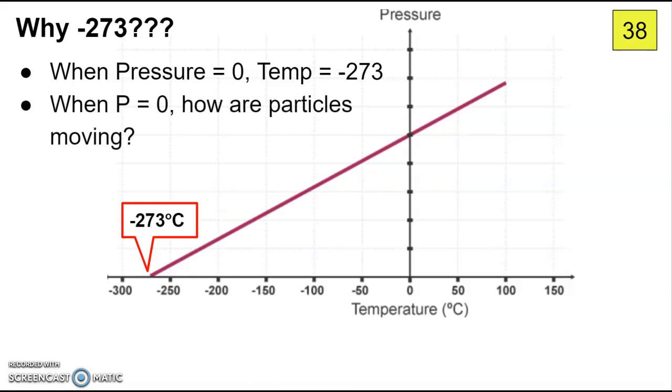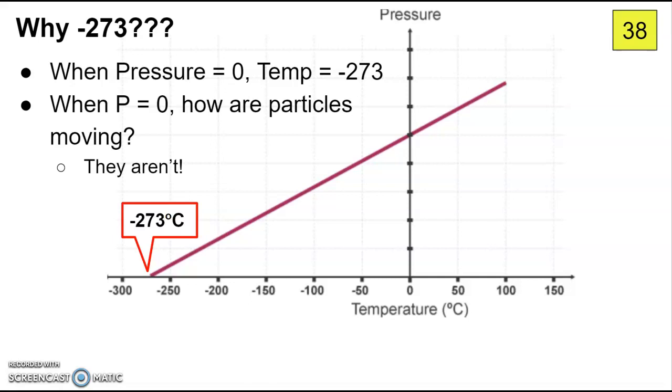When pressure is 0, how are particles moving? Well, when we did the thermometer lab, we talked about pressure, and we said that pressure was because of particles moving and the collisions between particles and the container walls. If pressure is 0, that means there are no collisions. If there's no collisions, how are particles moving? They aren't, which means at negative 273 degrees Celsius, there is no particle movement. We call that absolute zero.